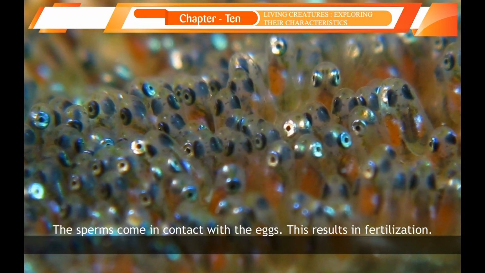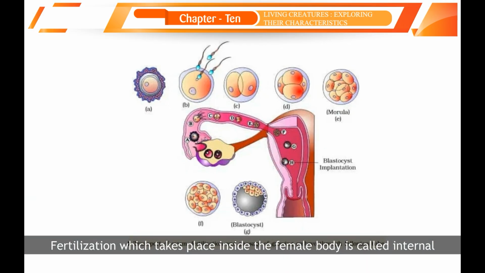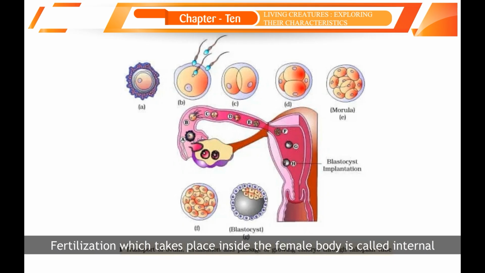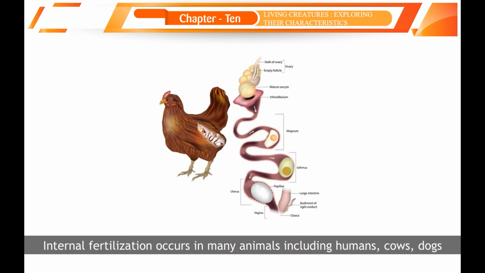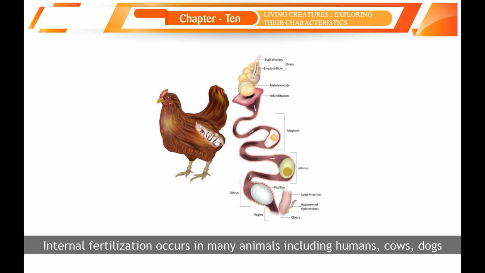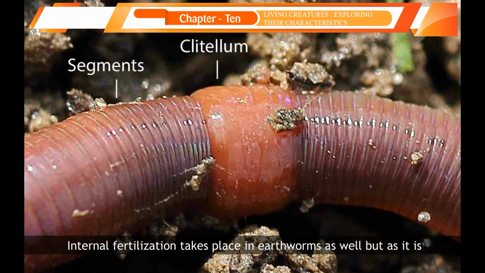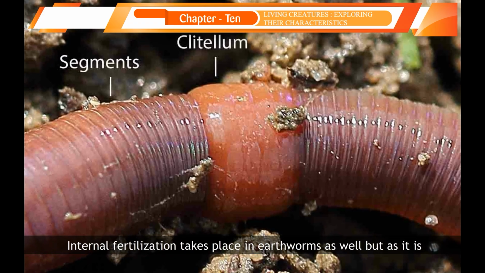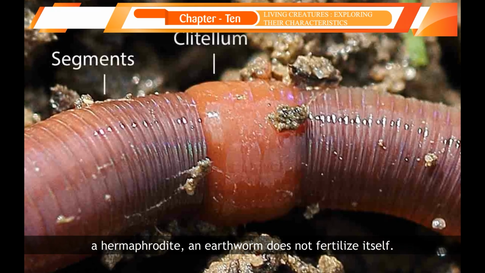This results in fertilization. Internal fertilization. Fertilization, which takes place inside the female body, is called internal fertilization. Internal fertilization occurs in many animals, including humans, cows, dogs, and hens. Internal fertilization takes place in earthworms as well, but as it is a hermaphrodite, an earthworm does not fertilize itself.